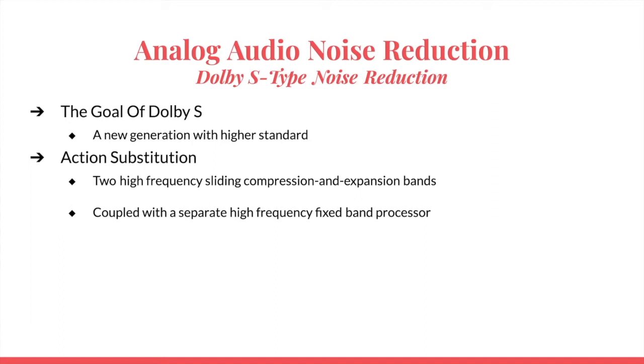Just like Dolby C, Dolby S used 2 high-frequency sliding compression and expansion bands, but in addition, each band is coupled with a separate high-frequency fixed-band processor. This technique was called action substitution. By using such a technique, Dolby S-type noise reduction was able to provide 24 dB of high-frequency noise reduction.